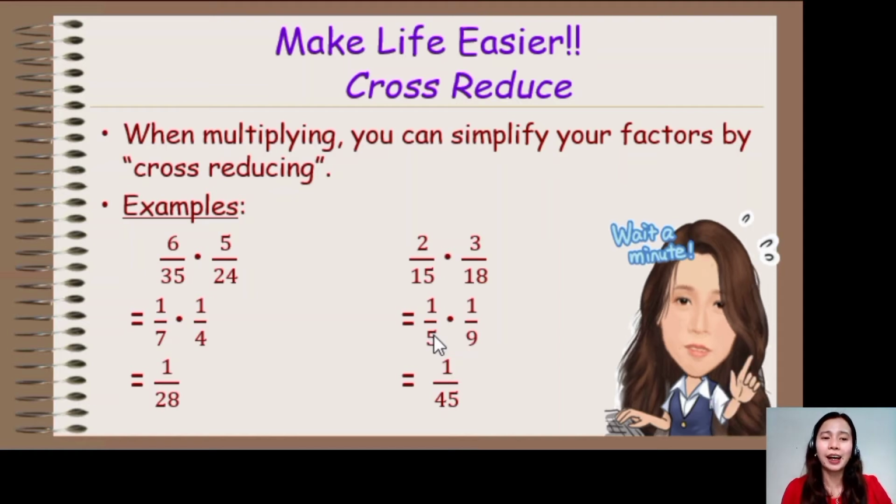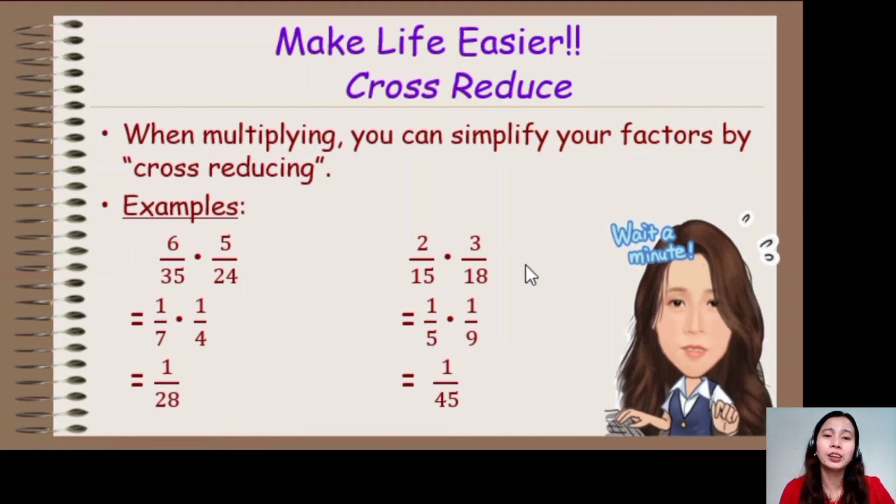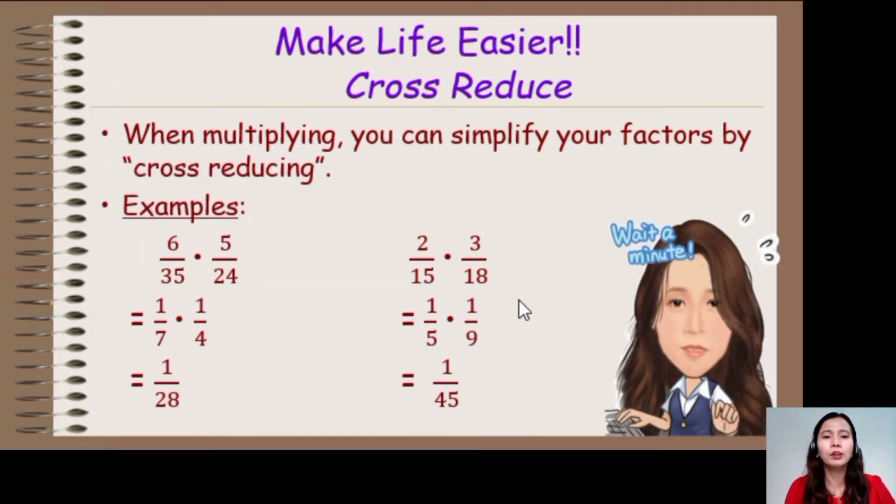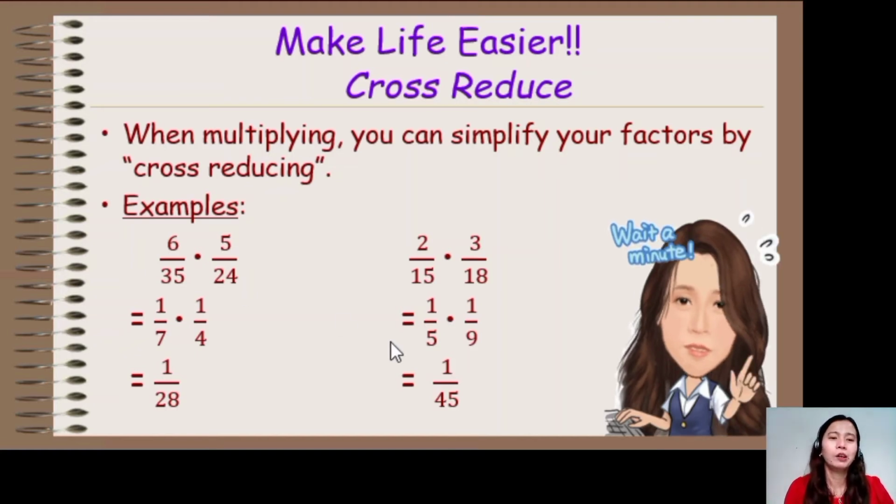Remember that in cross-reducing, one must be a numerator, then the other one is a denominator. That is the reason why it is called cross. Hindi pwedeng numerator, i-reduce mo, then numerator. A big no-no. Okay, so we have 1 over 5 times 1 over 9. So numerator times numerator is 1. 5 times 9 is 45.